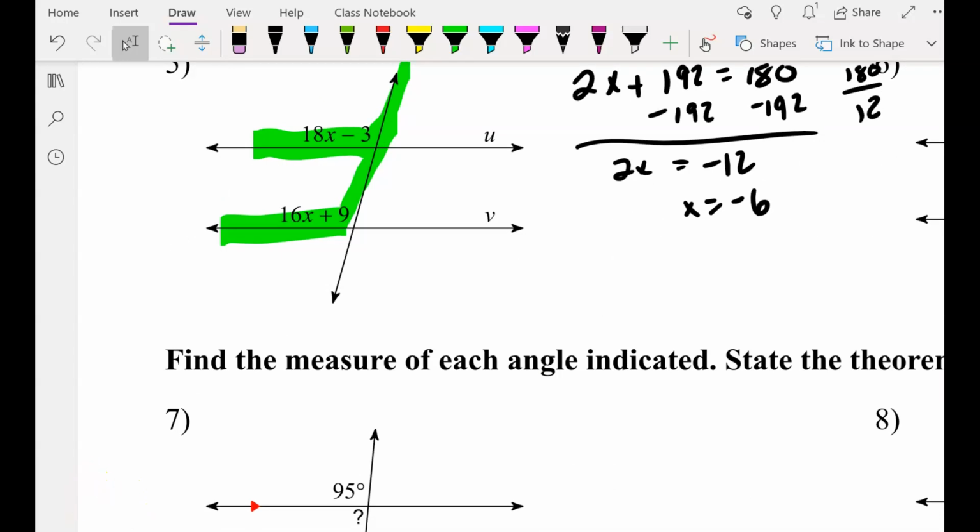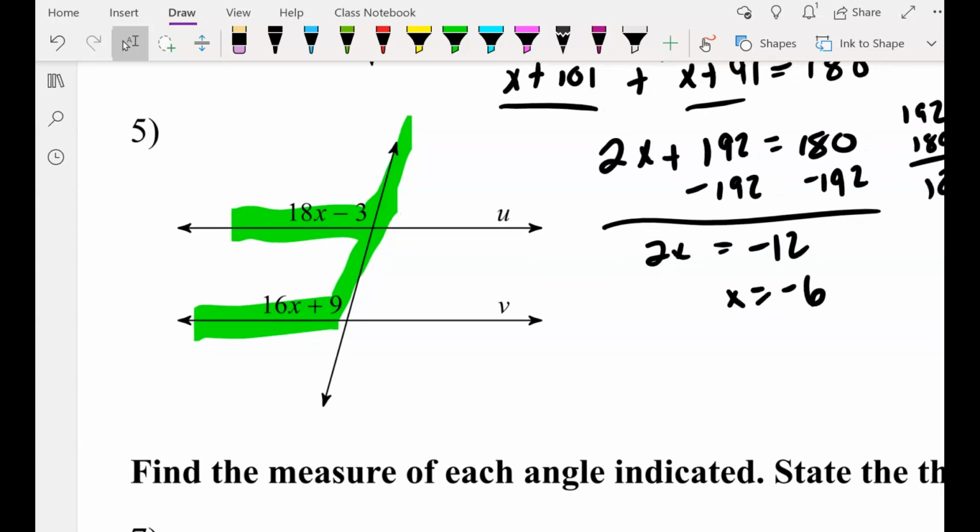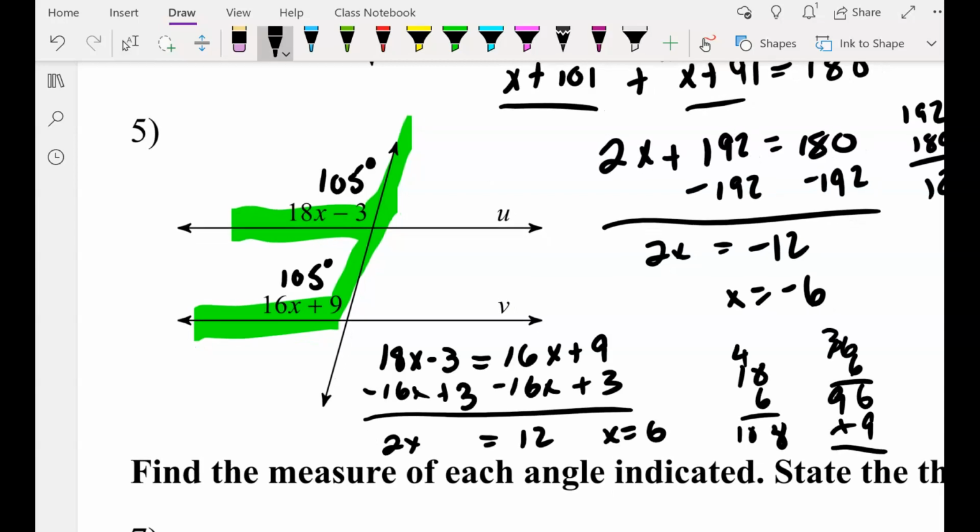You know what? Let's give you another one. You guys go ahead and solve this one. Okay, so there's the answer. You get 105 degrees. Hopefully that's what you got.